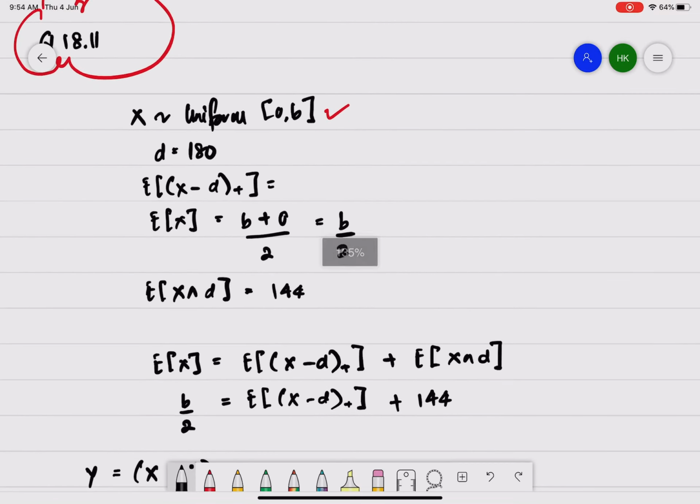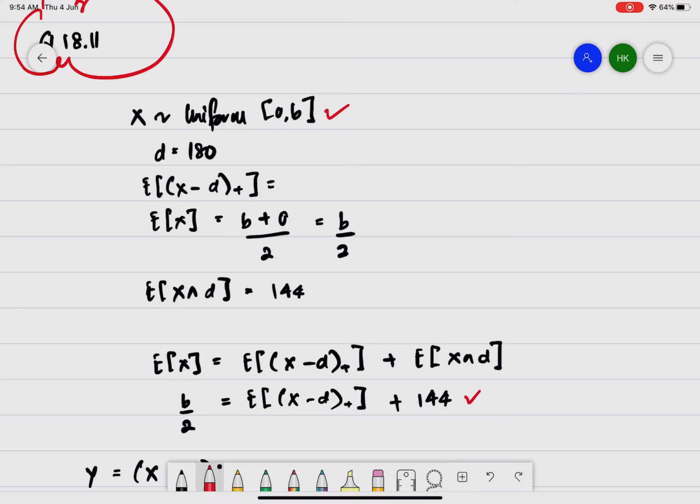So we have these relationships. The expected value of X is the expected loss without sharing. The expected value of (X minus D)+ is what the insurance company pays to the policyholder. And the expected value of X∧D is what the policyholder pays, the unreimbursed value. This portion is given, which is 144.